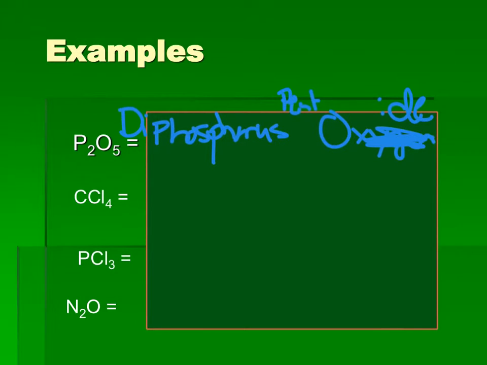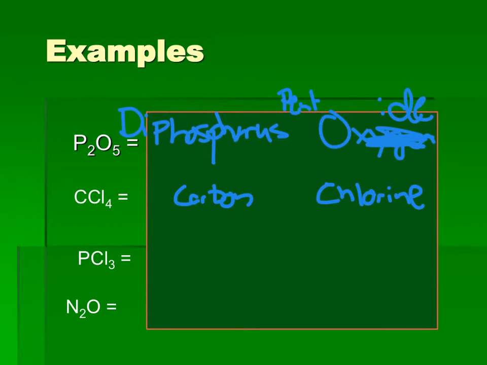And then step number 4 says if mon is on the first word, we need to get rid of it. In this case, we have di there. So diphosphorus pentoxide is our correct answer. All right, taking a look at the second one. First thing we do is write out each element. So we would have carbon, and Cl is chlorine. So we have carbon and we have chlorine.